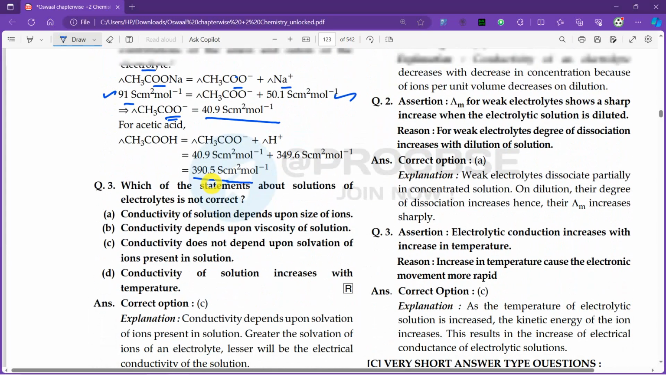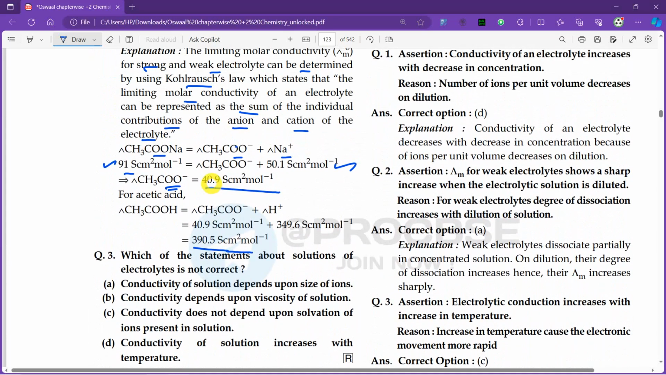Then, which of the statements about solutions of electrolytes is not correct? Conductivity of a solution depends upon the size of ions. Conductivity depends upon the viscosity of solutions. Conductivity does not depend upon the solvation of ions present in the solutions. Conductivity of solution increases with the temperature.